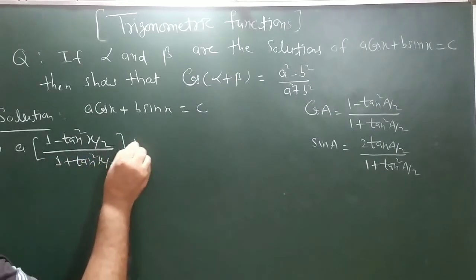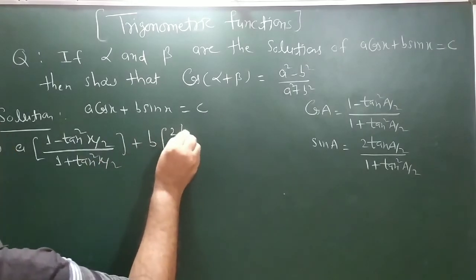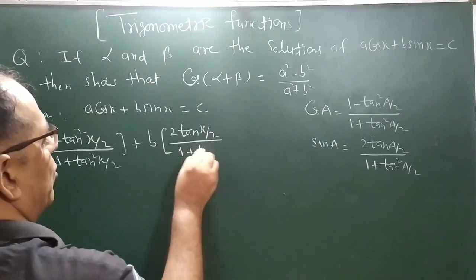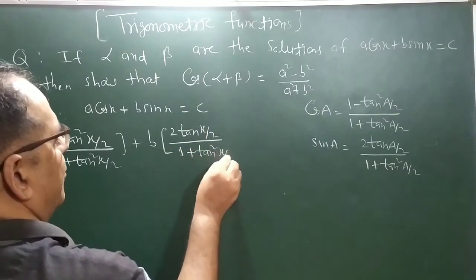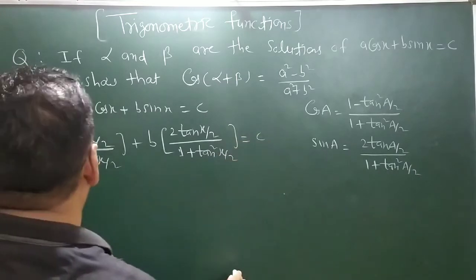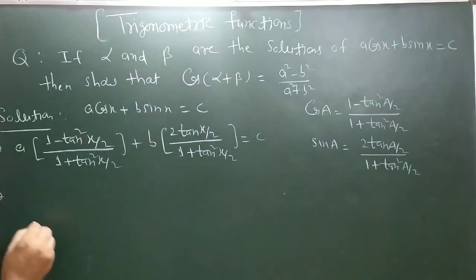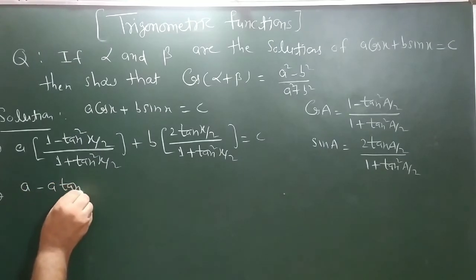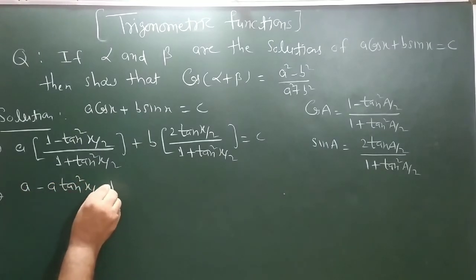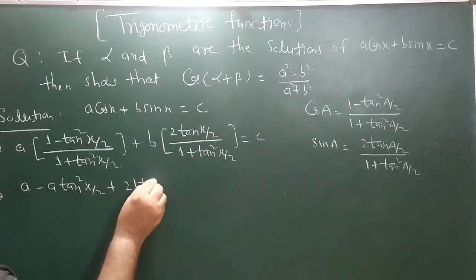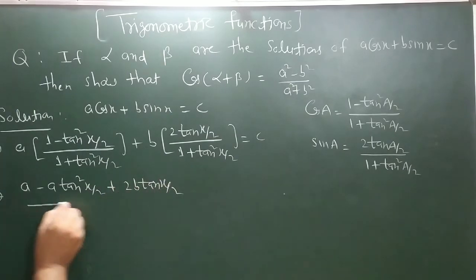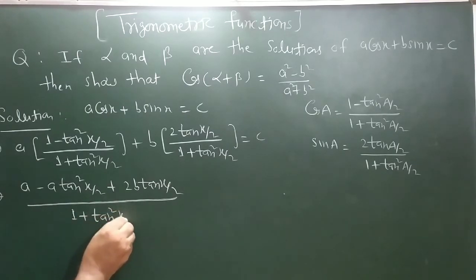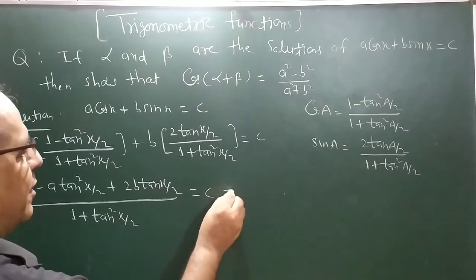Similarly, the second trigonometric ratio, sin x, is converted as 2 tan(x/2) upon 1 plus tan square(x/2), which is equal to c. Now arrange these terms as a minus a tan square(x/2) plus 2b tan(x/2). LCM is there, 1 plus tan square(x/2) equal to c.